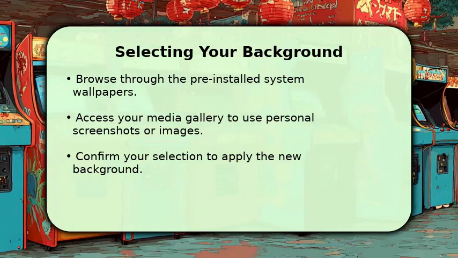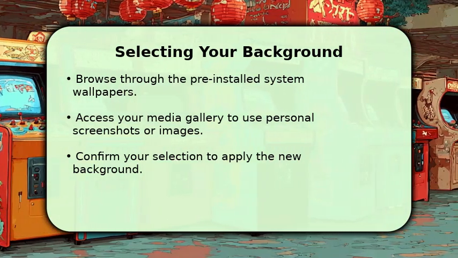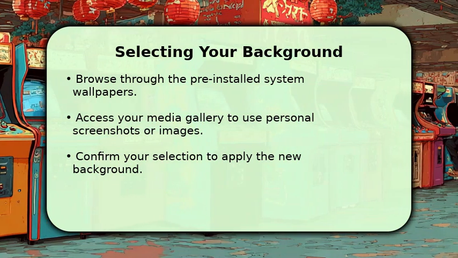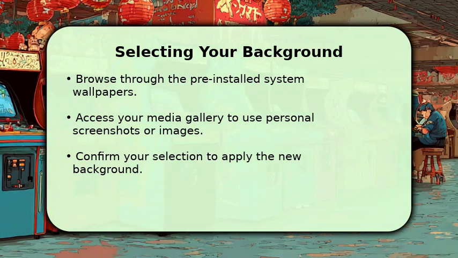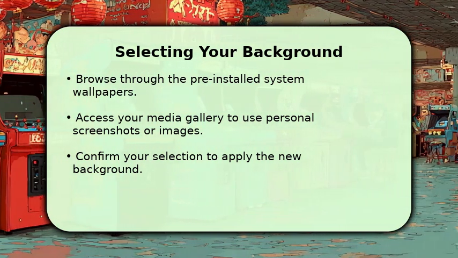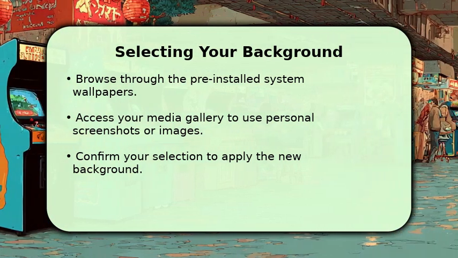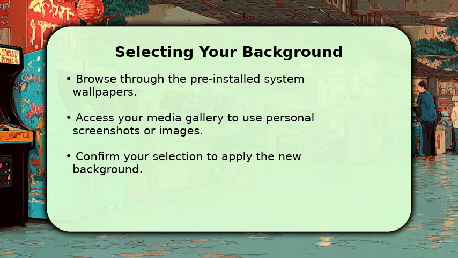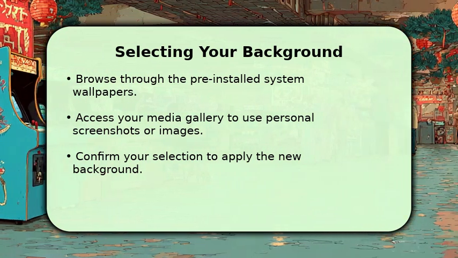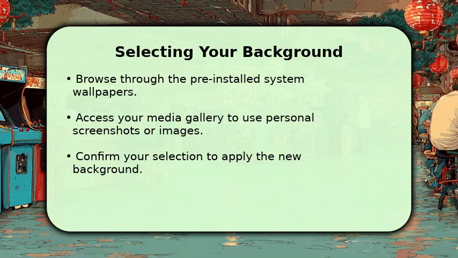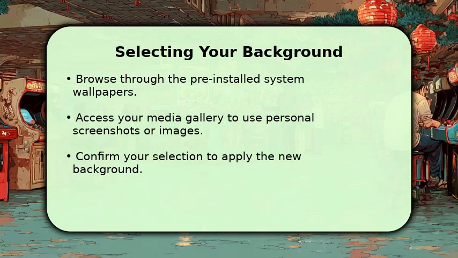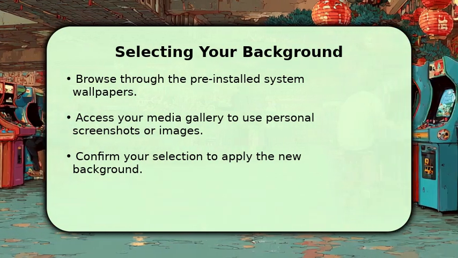Now that you're in the Wallpaper section, you have a few choices. You can browse through the selection of pre-installed system wallpapers provided by PlayStation, or you can dive into your media gallery to use one of your own screenshots or downloaded images. Simply highlight your desired image and press the X button to select it. A quick confirmation will then apply your brand new background, instantly refreshing your console's look.